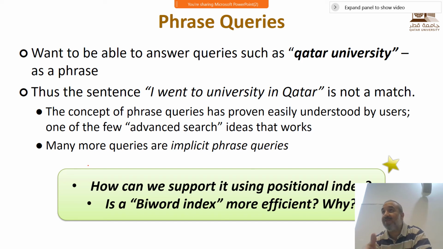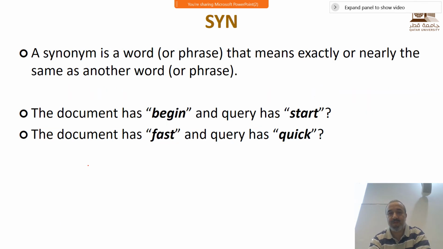I intended to leave them to you, but actually you answered the first question. How can we support it using a positional index? I think we discussed it already. There is another type of index in the readings called biword index. So read it and think whether this would be more efficient than positional indexes and why. We'll leave that to you.